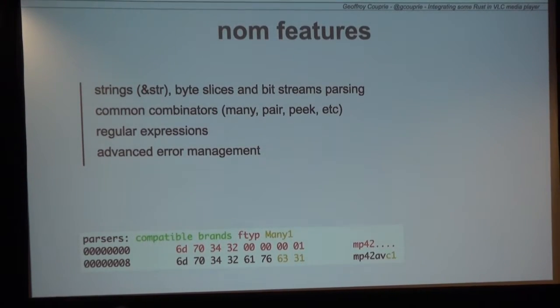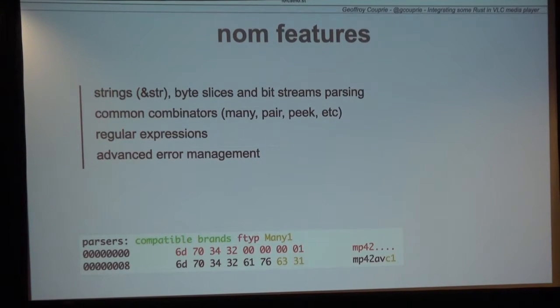Lots of interesting features. It works on byte slices, it works on strings, on bit streams. So you can have a format that works on even unaligned sizes of bits. Like someone asked a few weeks ago, I want to parse a list of 11-bit integers. Yeah, Bitcoin.